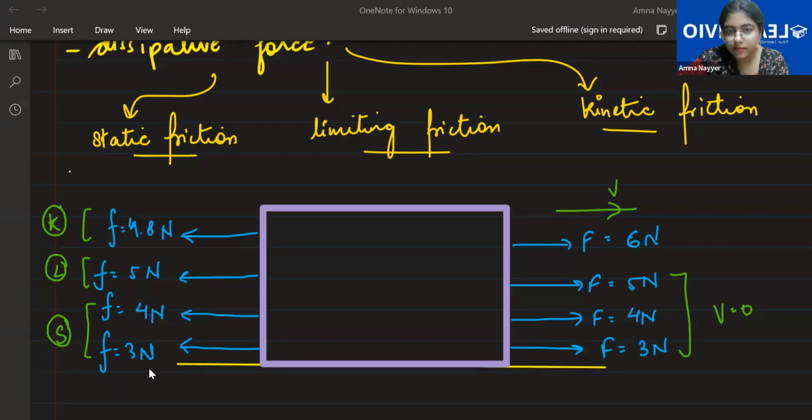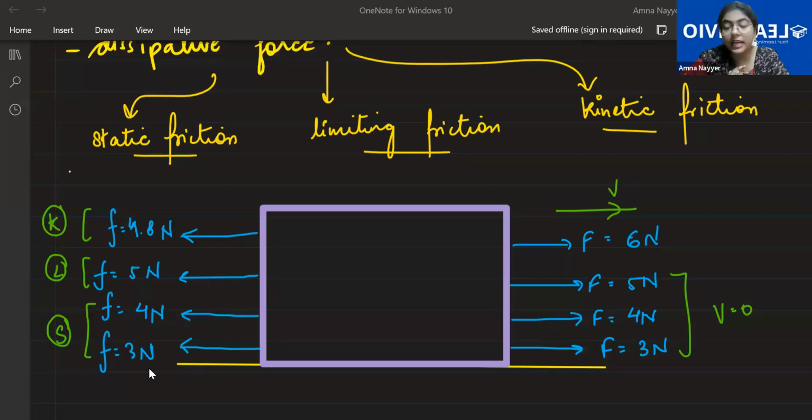Limiting friction is when the body is at a point where it is about to move. It is the maximum value of static friction, higher than the earlier static value, because the body is still at rest. The body has not moved. So it's the highest value of the static friction.